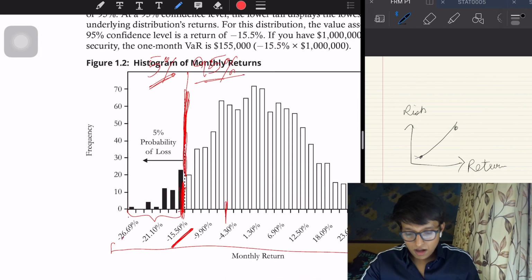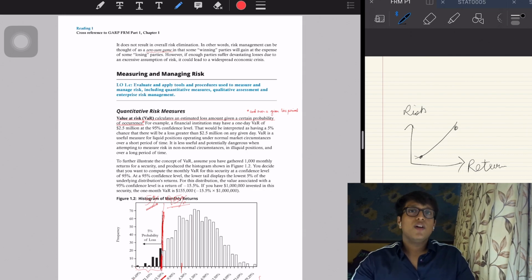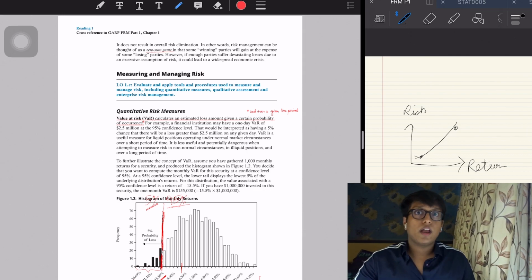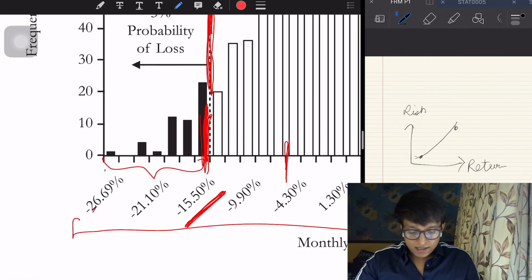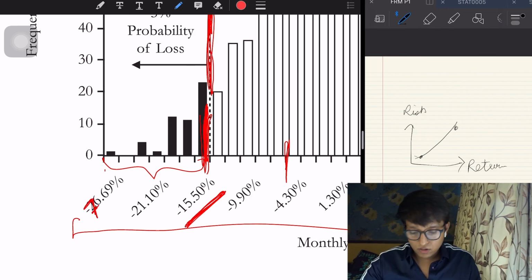I'm not explaining. But now we move on to talking about the drawbacks of VR. It's mentioned later, but I'd like to talk about it here. What do you think the drawbacks of VR would be? So let's say this is 15.5%. What if this was minus 76.69%? Or anything, it could be anything.